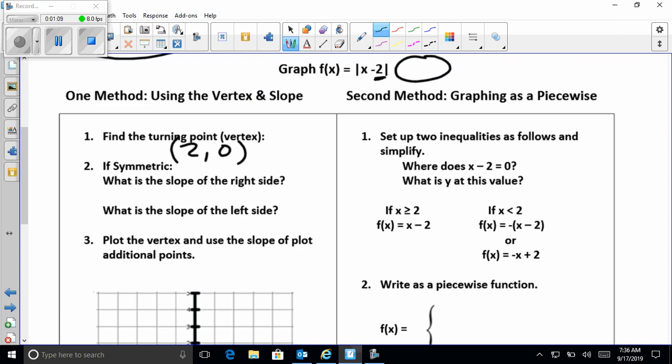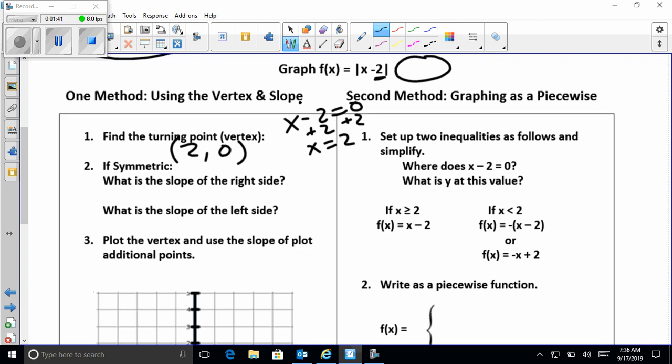So if you're not sure how to do that, you can just take what's in the absolute value bar, set that equal to 0, and solve it. And that gives you your x, and then plug that in to get your y. And then you have to ask yourself, is it symmetric? Now, this is an absolute value. It doesn't have any extra variables except for the variable that's in the absolute value bars. So it is going to be symmetric.